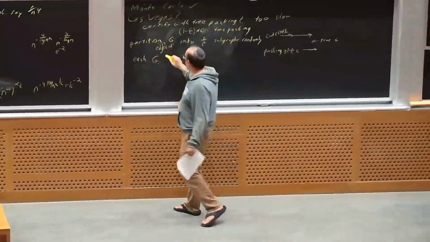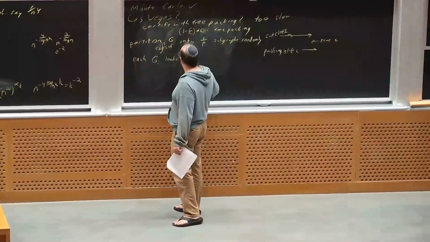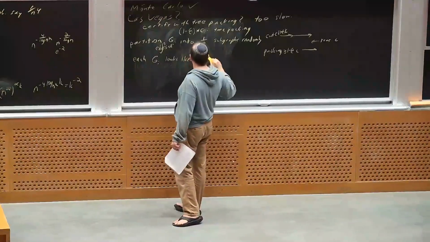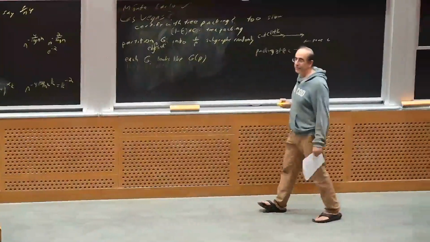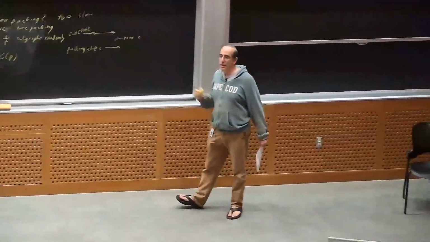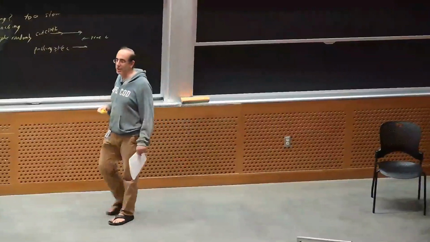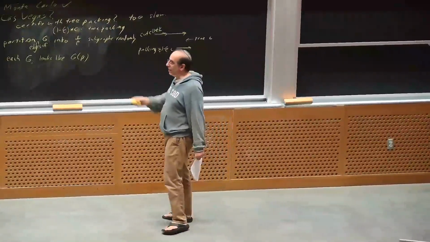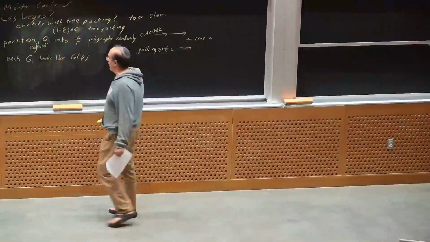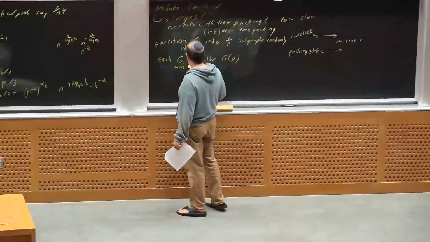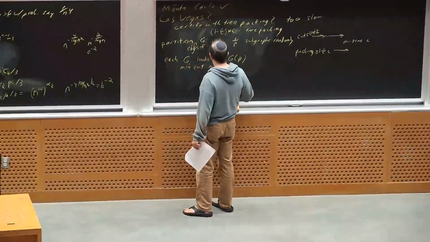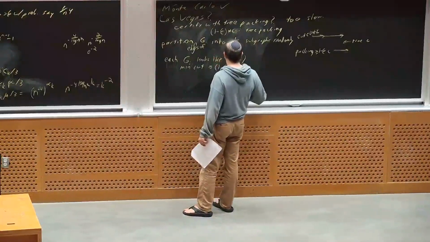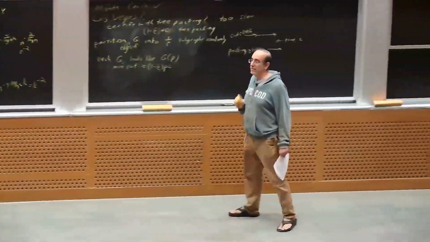Each of these graphs looks like G of P, right? Because each edge lands in that graph with probability P. So what can I say about this graph? Well, I can say all of the things that I just proved, right? I can say that the min cut is at least 1 minus epsilon times its expectation. Yes, Balak?